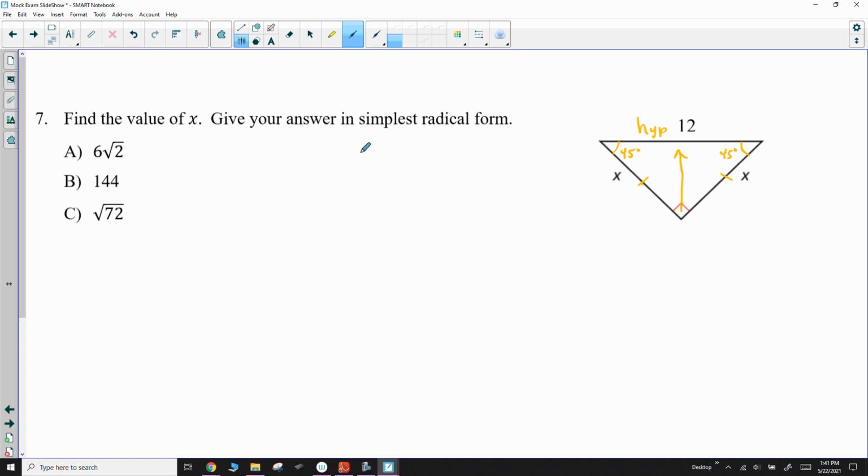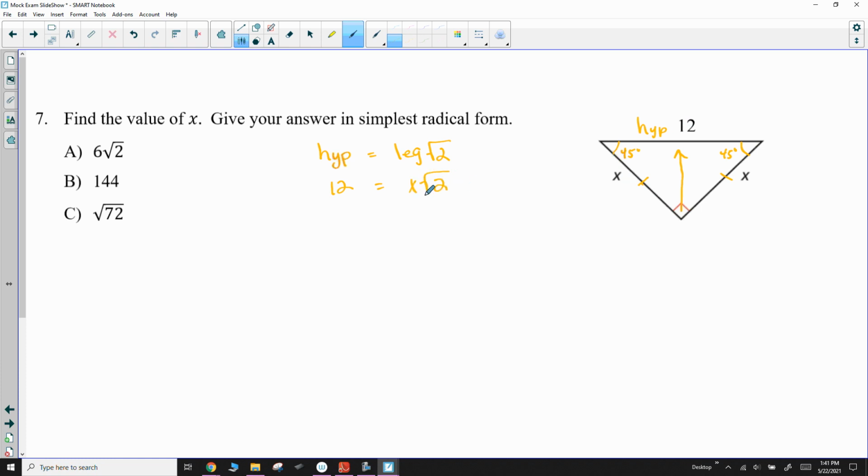This was something that we learned this semester. And if I have a 45, 45, 90 triangle, I can say that the hypotenuse is equal to the leg, either leg, since they're both the same, times the square root of 2. I've already labeled the hypotenuse 12. In that goes. If this is the hypotenuse, this has to be a leg.